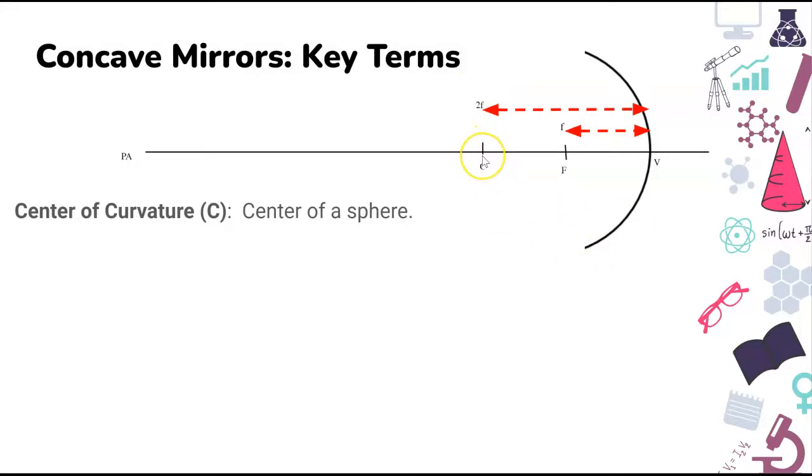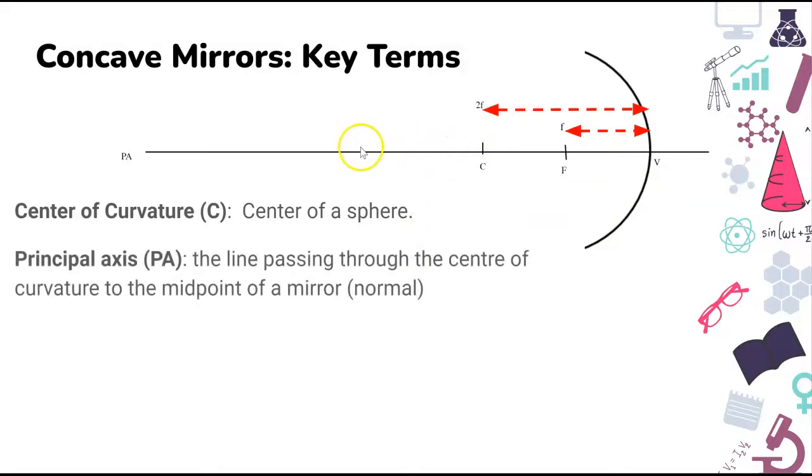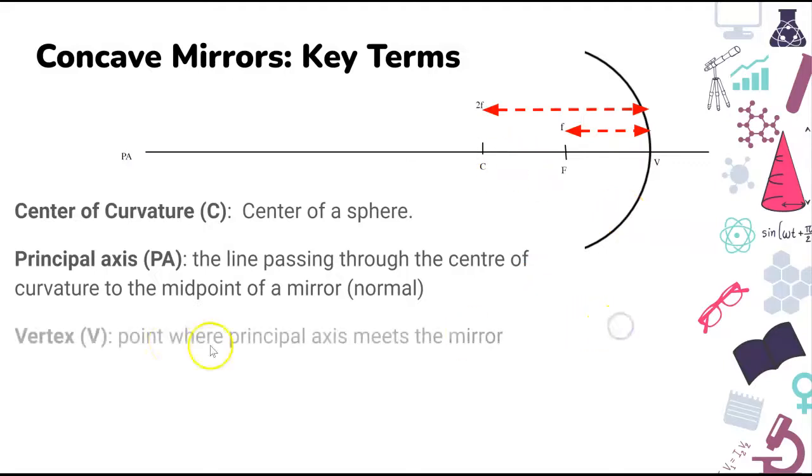All right, so that would be the center of the mirror. Now, if I were to draw a line straight through the center of curvature to the mirror, that is what's called the principal axis. So any line that goes through the C and hits the mirror can be used as a principal axis. So I could draw the line here, here, or here. It doesn't matter. As long as it's a straight line that goes through the center of curvature and then hits the mirror, it's called the principal axis. Now, where that principal axis actually hits the mirror is what's called the vertex.